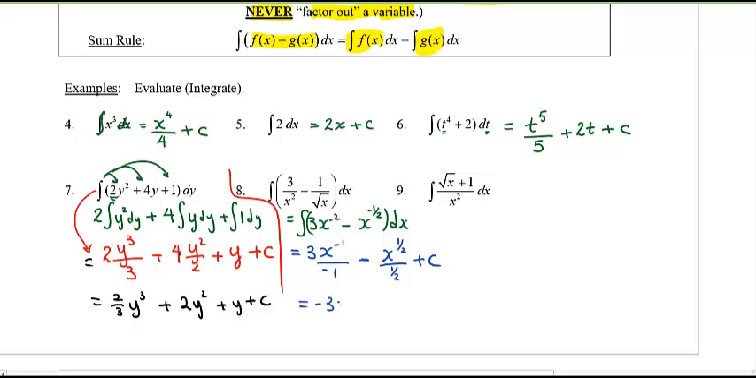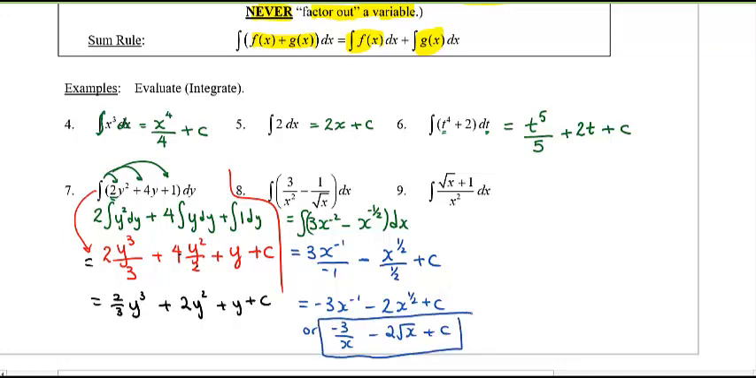Negative 3x to negative 1. Dividing by 1/2, same thing as multiplying by 2. Or if you want to write this as negative 3 over x minus 2 root x plus c, that is perfectly fine as well. Depending on what your teacher wants, this is good, this is also good. Okay. Now see if you do number 9 on yourself.